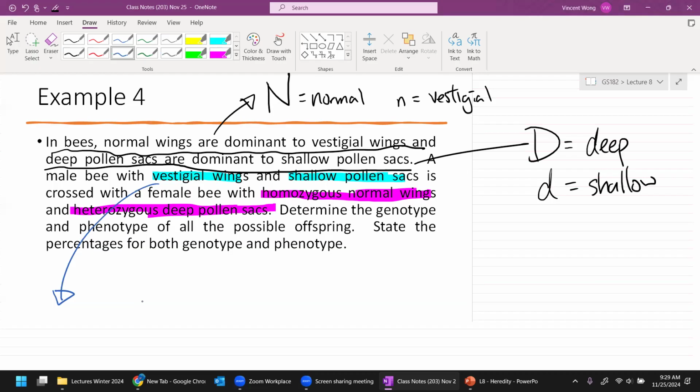And the only way to have a recessive trait is if you are pure for it, right? Remember? There's no such thing as a hybrid recessive, right? Because if it's hybrid, then the dominant allele is going to be there and it's going to cover it up. So that's why even if I don't tell you, you know this is little n, little n. Shallow pollen sacs, little d, right? Are we together?